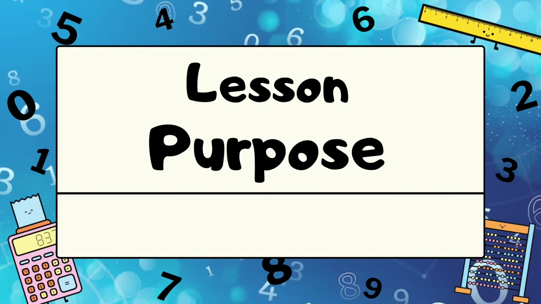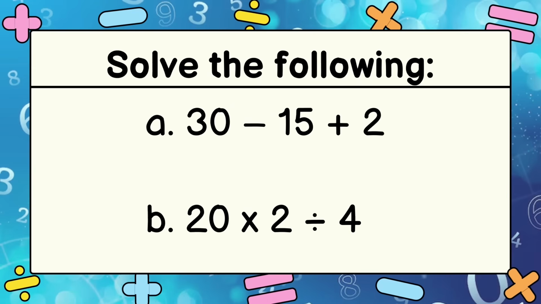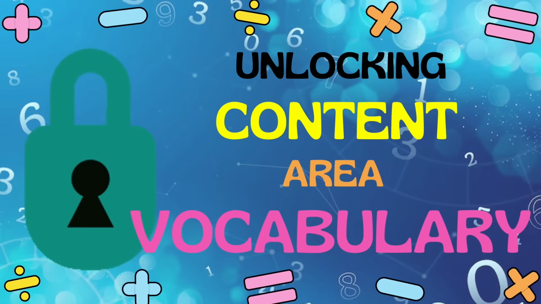Okay, let's have our lesson purpose. This time, try to solve the following. Letter A, 30 minus 15 plus 2. And letter B, 20 times 2 divided by 4. What are we going to solve first? Don't worry. Later on, we're going to discuss which operation we should perform first to come up with the correct answer.